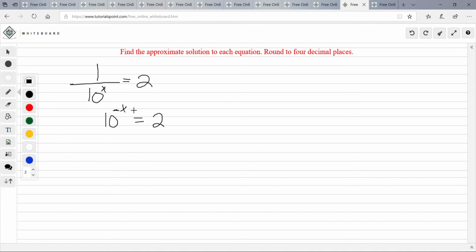Can we make it the same base? Can we have a common base? Can we make this a base of 2 or a base of 10? No, we cannot. There's no common base, right? Whenever you're in a situation like this, where you have no common base, you're going to have to take the log of both sides. So let's take the log of this. There's an exponent, so you're going to put that in front of the log. So it's going to be negative x log of 10, not base 10. I mean, it does have a base of 10, but it's log 10.